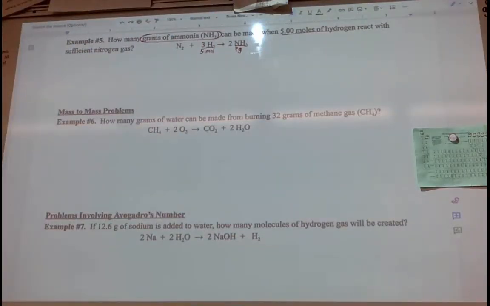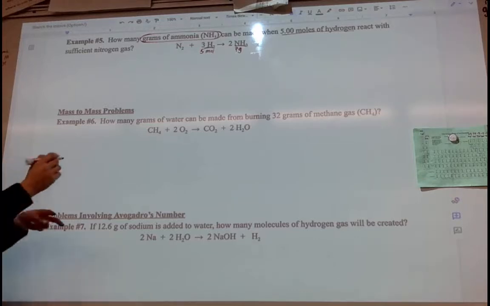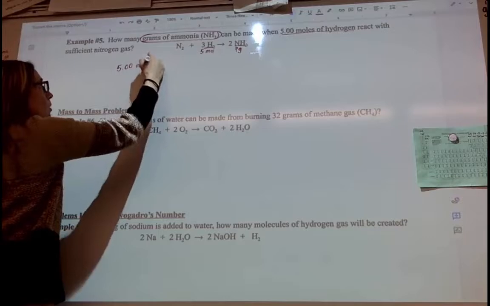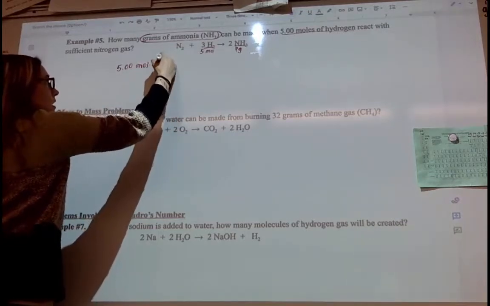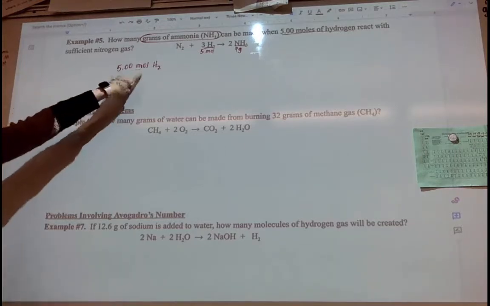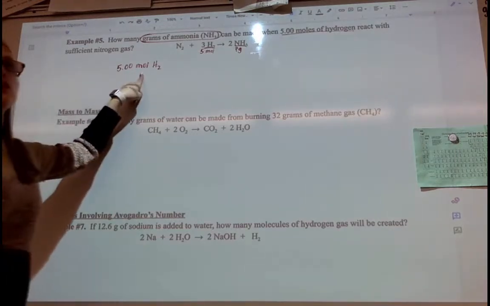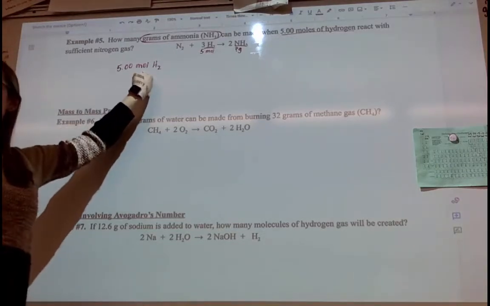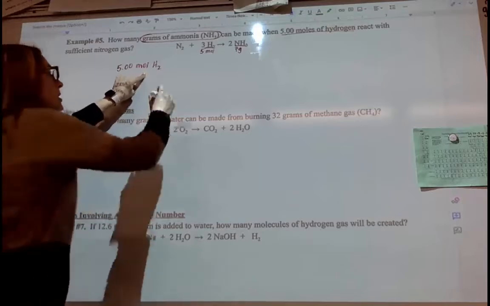So step 1, we have a balanced equation. Step 2, let's write our given information down. So 5.00 moles of H2. You want your number, your unit, and your substance. So 5 moles of H2. Step 2 is to make sure that our given information is in moles. This is already in moles. All right, so we're good.